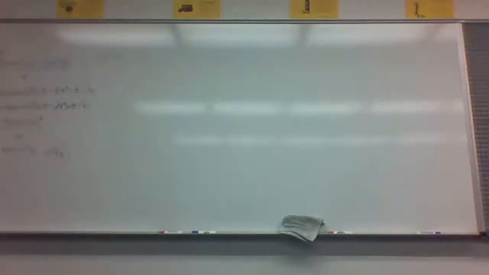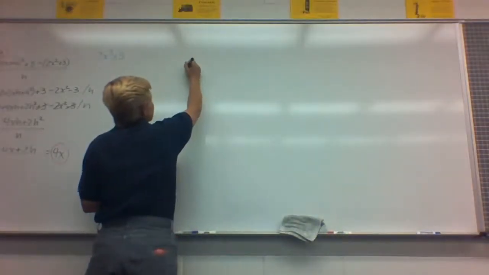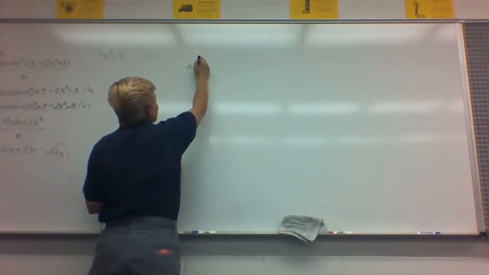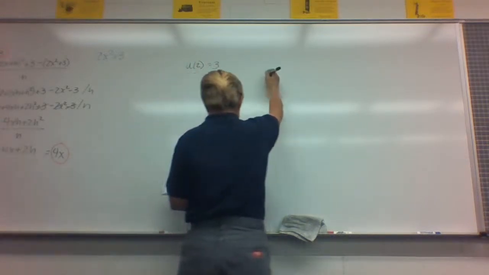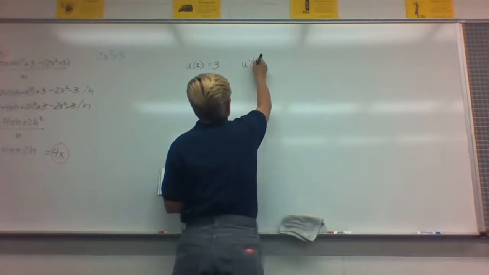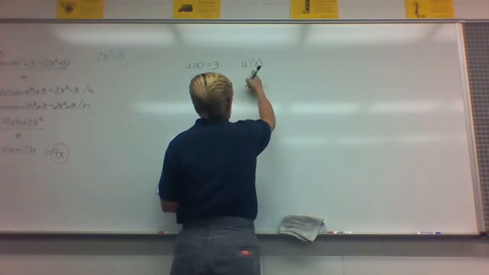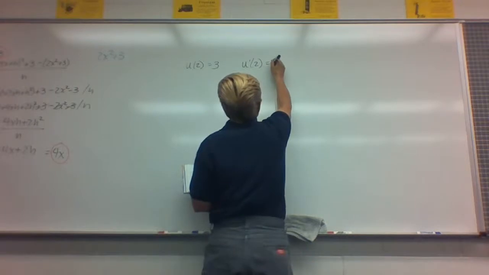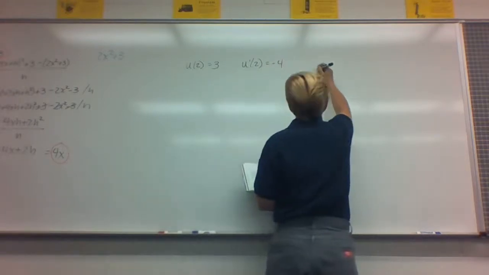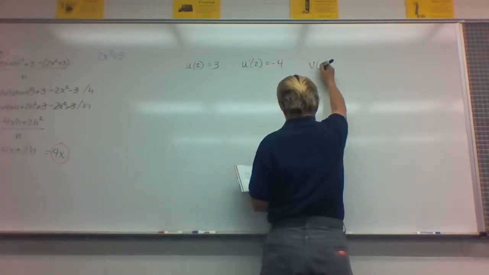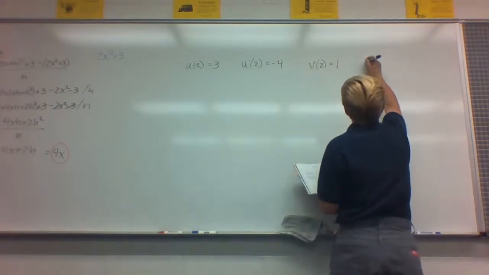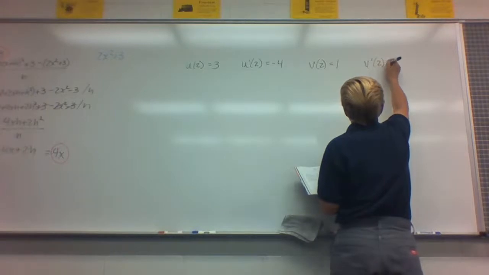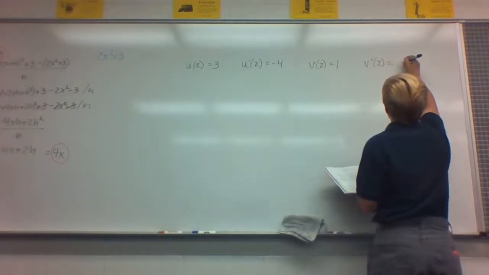So what we have here in example 6 is something rather strange. It says u of 2, meaning a function written in x evaluated at 2, is equal to 3. U prime of 2, this thing's derivative evaluated at 2, has a slope of -4. Another function written in x evaluated at 2 has a y value of 1. And that same function's derivative evaluated at 2 has a slope of 2.